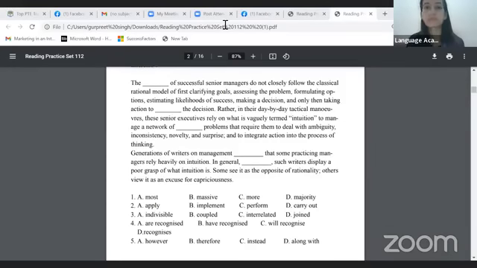Good. So this question was a good test of the basic rules that we keep on doing every day. "The dash of successful senior managers do not closely follow the classical rational model of first classifying goals and assessing the problem, then formulating operations." So after "the" comes a noun, and we are talking about managers who are human beings. So can we say "the most of successful managers"? "The massive" doesn't go with people. "The" doesn't come with V2, "more" is V2. So we can go with "majority", because with "most" we cannot say "the most of successful senior managers".